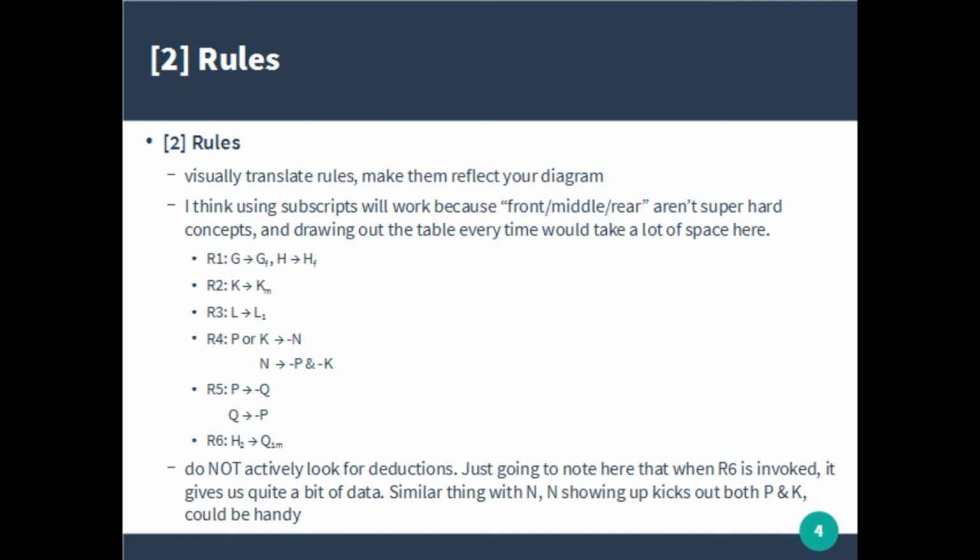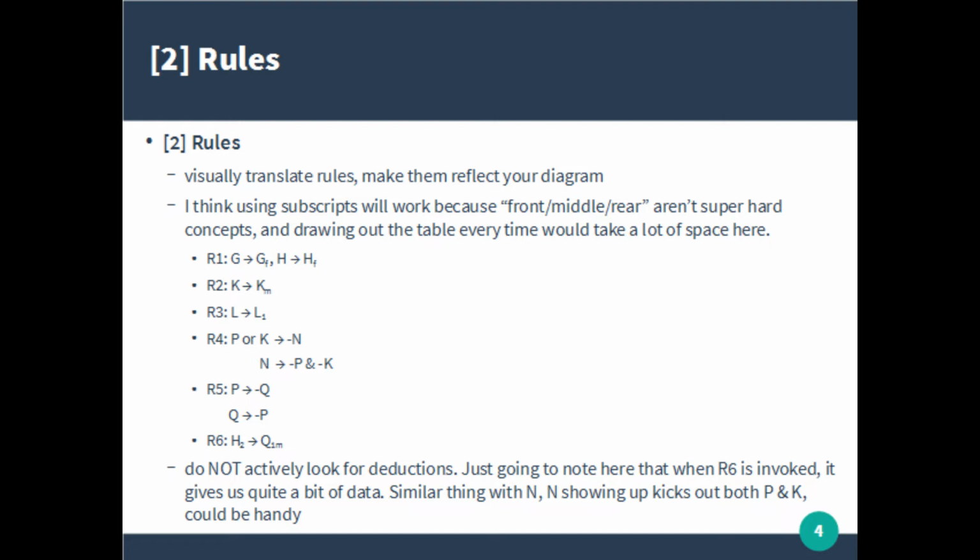Sure, this one doesn't give us positional information, but actually we have that information for H already from rule 1, right? If H shows up on team 2, we know that it's not only on team 2, it has to be in a front slot, thanks to rule 1. And so if H is on team 2 in the front slot, then that means Q is on team 1 in the middle slot. That's very exact and very limiting. I get the feeling we will be dealing with this one in a useful manner repeatedly. So I am not going to actively look for any further deductions. Like I said, just note that when rule 6 is invoked, it gives us quite a bit of data.